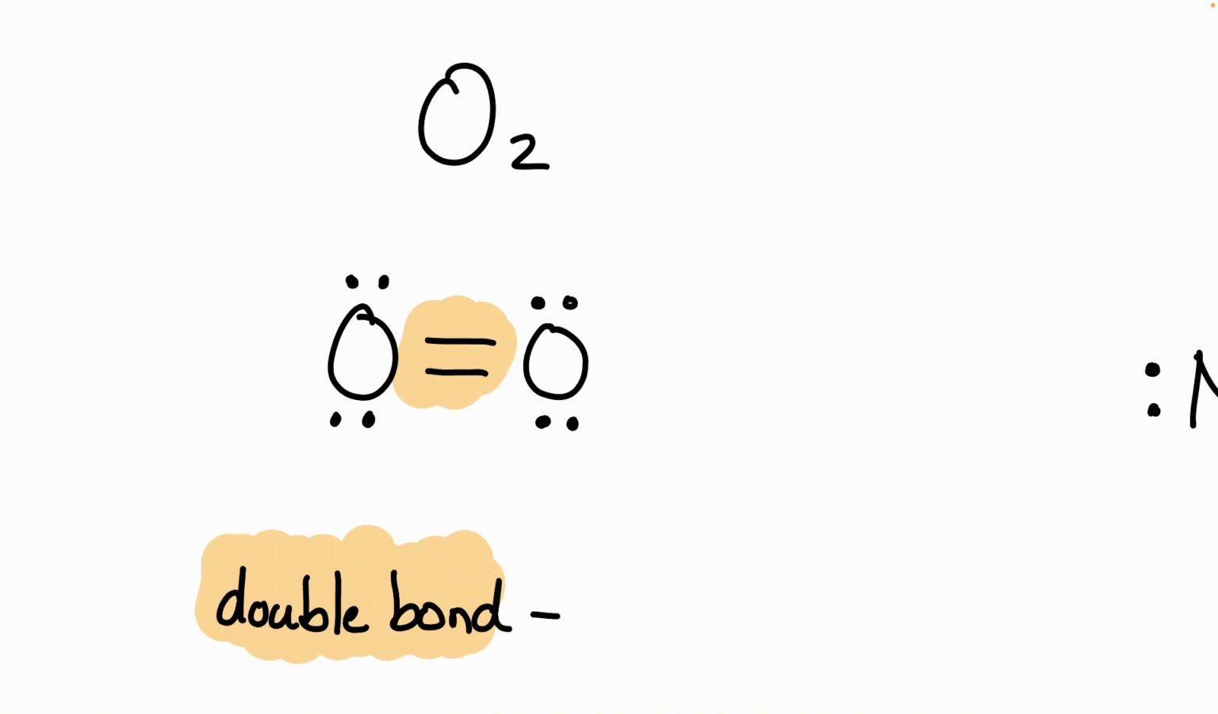Each line, again, represents 2 electrons that are being shared. So a double bond means that there's a total of 4 electrons being shared in that covalent bond. Again, each line just represents 2, so 2, 4. We got a total of 4 shared electrons in that double bond.